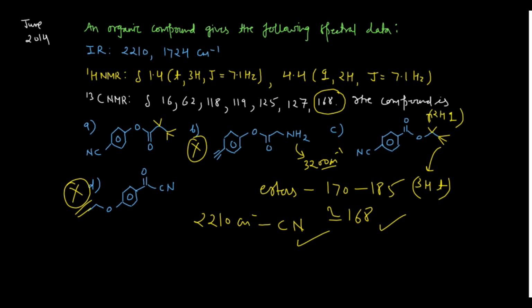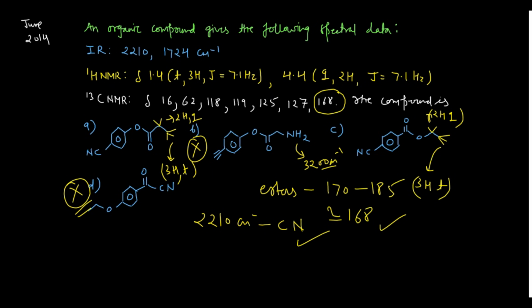So check this too: this will also give you a 3 proton triplet, and this will give you a 2 proton quartet. Why a 2 proton quartet? Because 2 protons are here. I didn't write hydrogen here, but please note that hydrogens are there, because the slide is quite crowded. So 2 hydrogens are here, and these 2 hydrogens are connected with the 3 hydrogens, so by the n plus 1 rule, 3 plus 1 is 4. So these 2 hydrogens will give you the quartet, and 3 hydrogens are there.